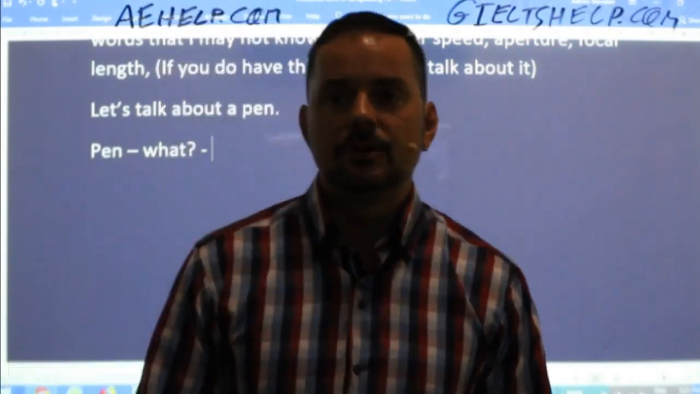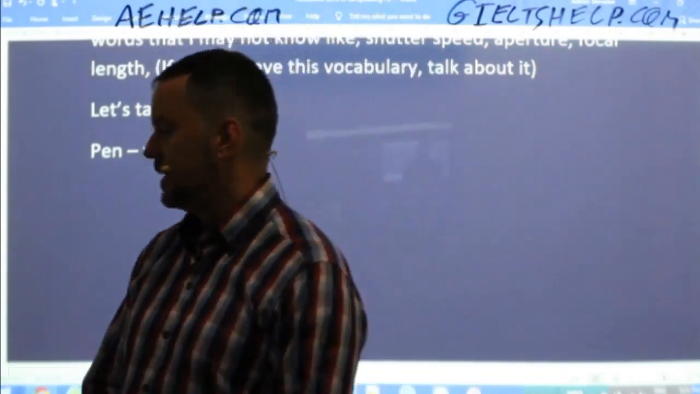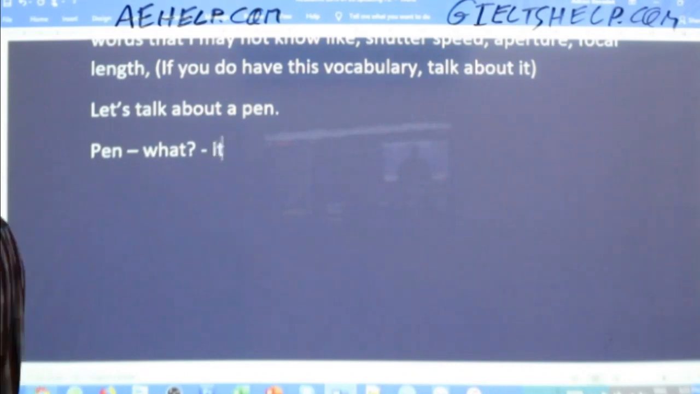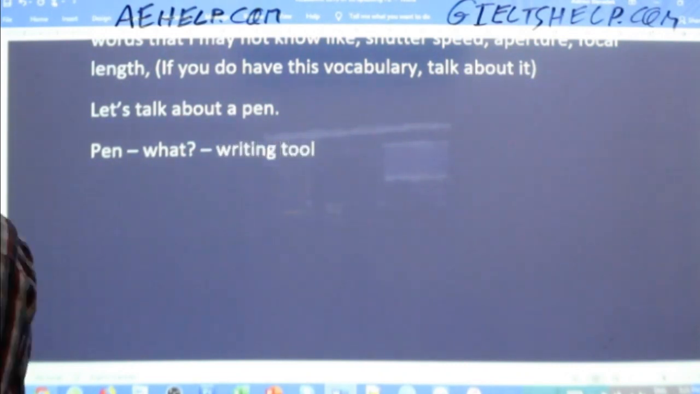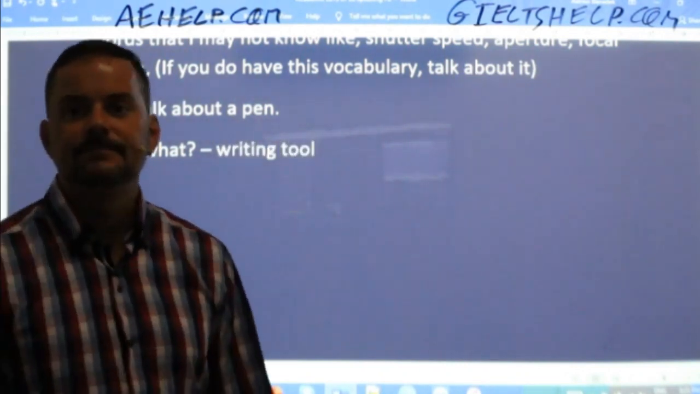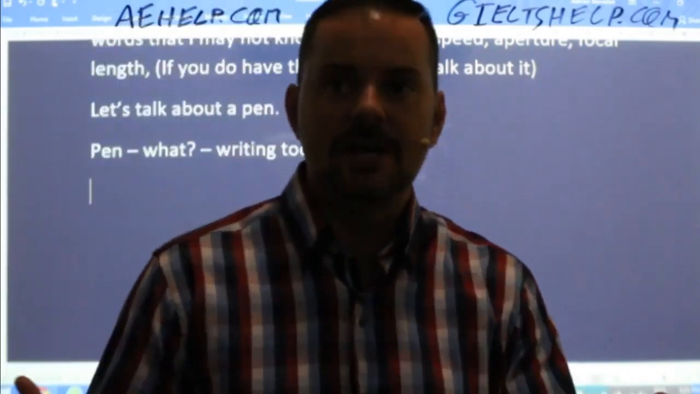So even though it's popular, many people probably wouldn't talk about it. So, okay, it is a ballpoint pen used for writing. Writing tool, okay? Keep it simple. So it's a writing tool. Yeah, there you go. Hiba Ahmed says it's a writing tool.